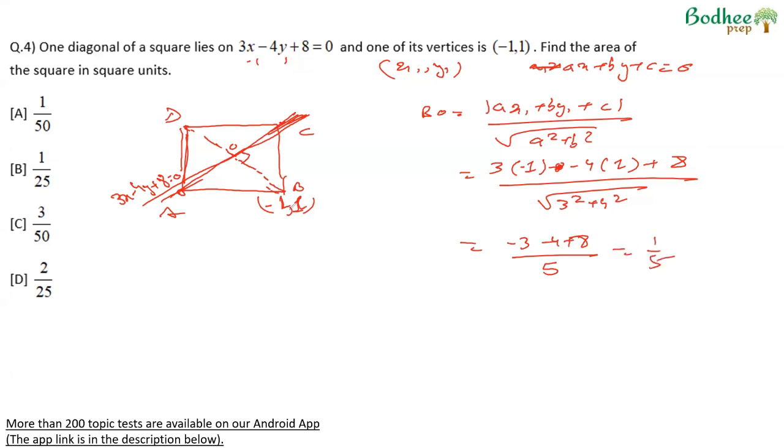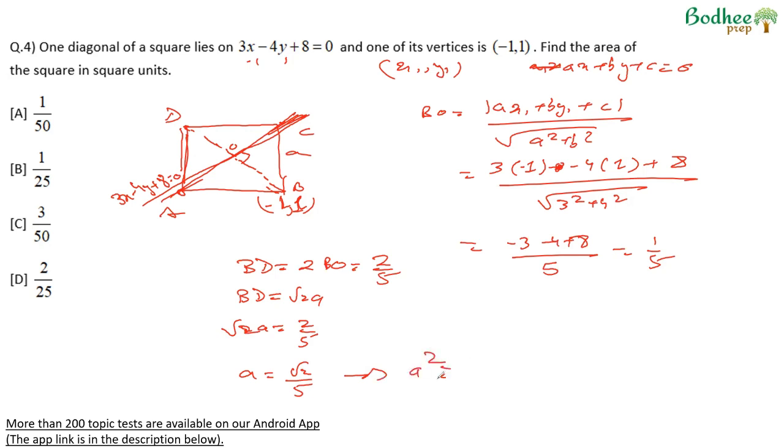Now the length of BO is 1 upon 5. BD, the other diagonal, will be twice of BO. So this will be 2 upon 5. We know that if the side of the square is A, the diagonal is nothing but root 2 A. And therefore we can say root 2 A is equal to 2 by 5, which means the length of the side A is root 2 by 5, dividing by root 2 on both sides. We have to find the area. Area is A square, so we take the square of this. Root 2 square is 2, 5 square is 25. So the answer becomes 2 by 25, option D.